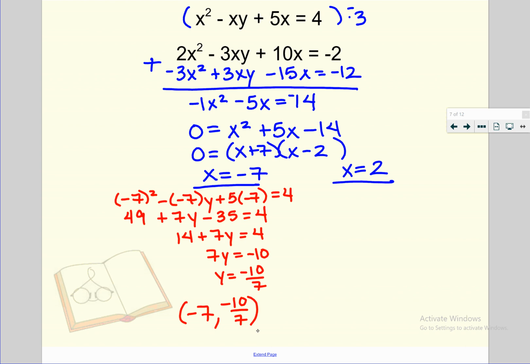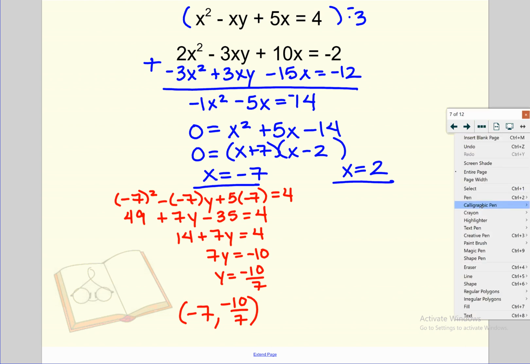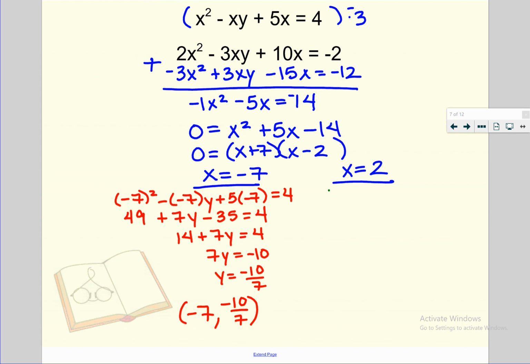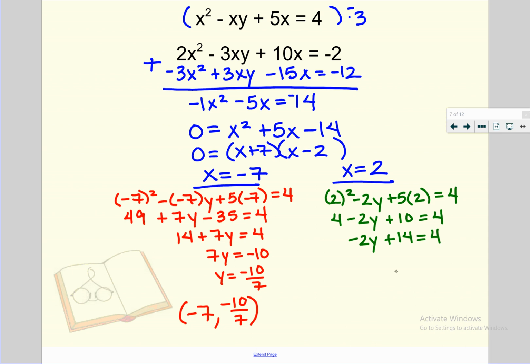Okay. Same thing with the 2 now. I'm going to plug it back into that top equation everywhere I see an x. So 2 squared minus 2y plus 5 times 2 equals 4. 4 minus 2y plus 10 equals 4. 4 and 10 give me 14. Subtract 14 gives me negative 10. And this one works out nice and pretty. Y is 5. So the other solution is 2, 5.